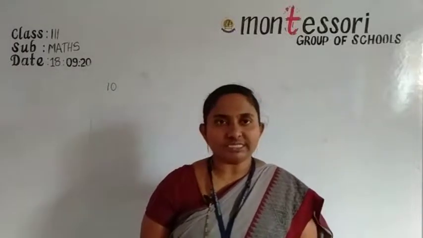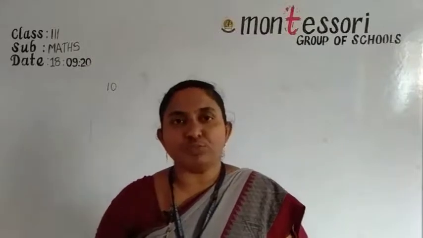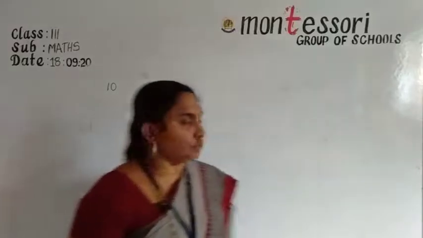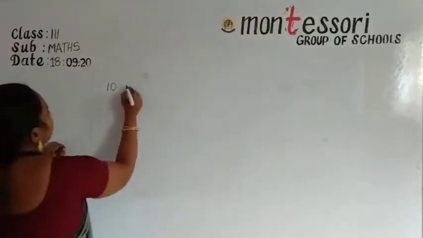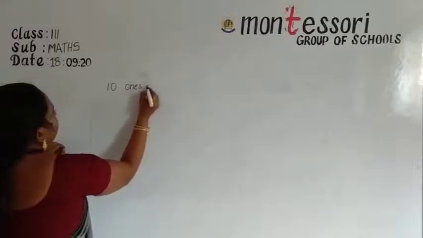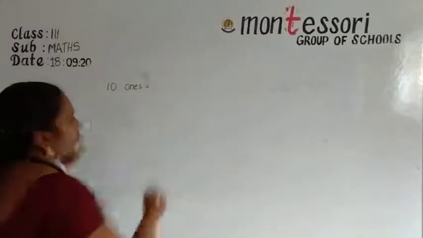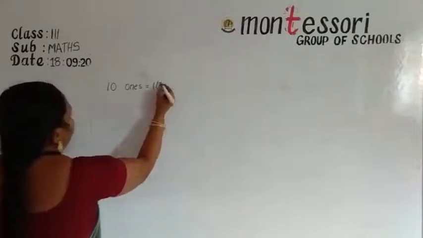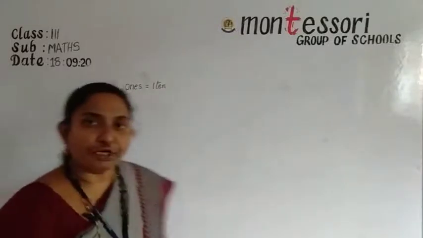Okay, now in this class I would like to explain thousands. What we know is that 10 ones is equal to 10. Okay, so now all of you open your classwork.